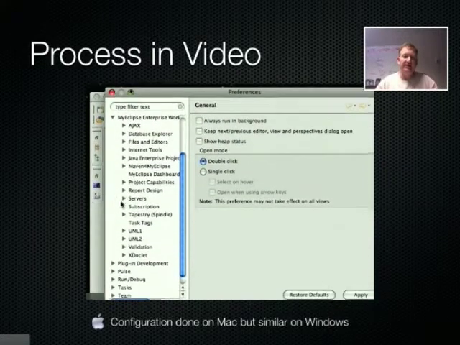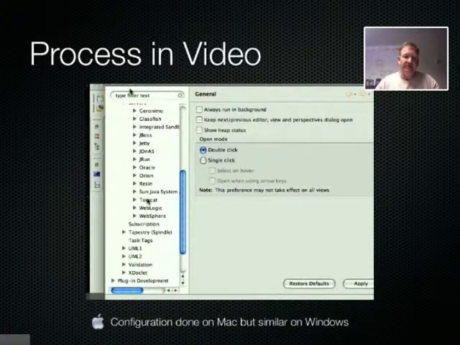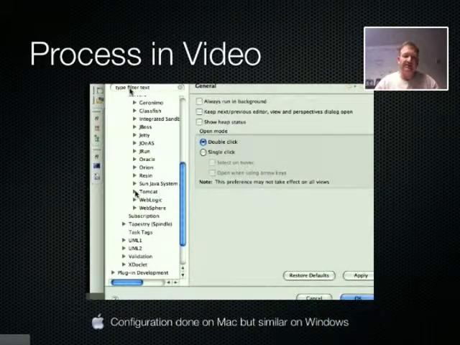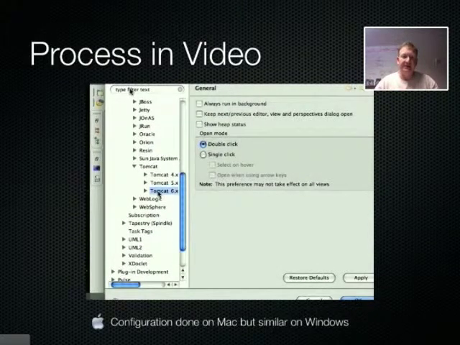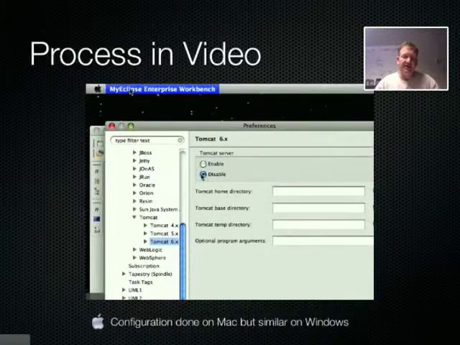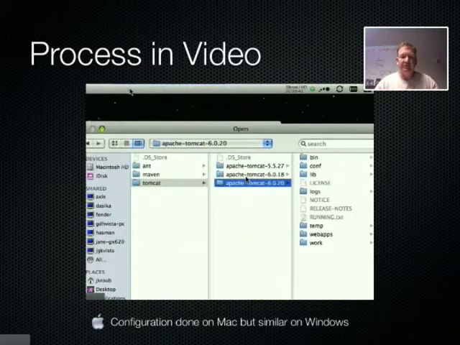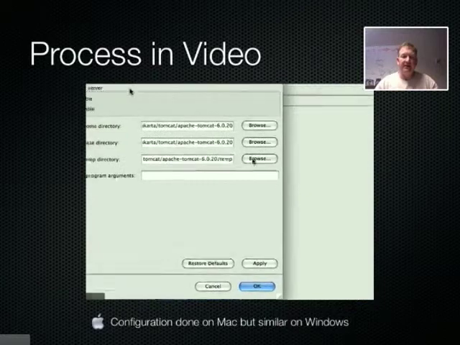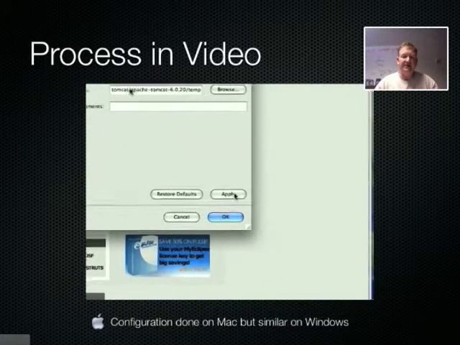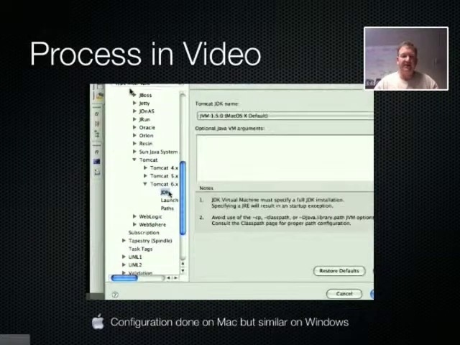We're going to go into the MyEclipse Enterprise Workbench area and look for the Servers entry. From there you'll see all the servers supported by MyEclipse, and we're going to be looking for Tomcat, specifically Tomcat 6. And when we click on Tomcat 6, we're going to see this panel on the right, which allows us to enable or disable the use of this server. And if we click the Browse button, we can go on our file system to find the area where we've installed Tomcat 6. Be sure to hit the Apply button to make sure it's saved.